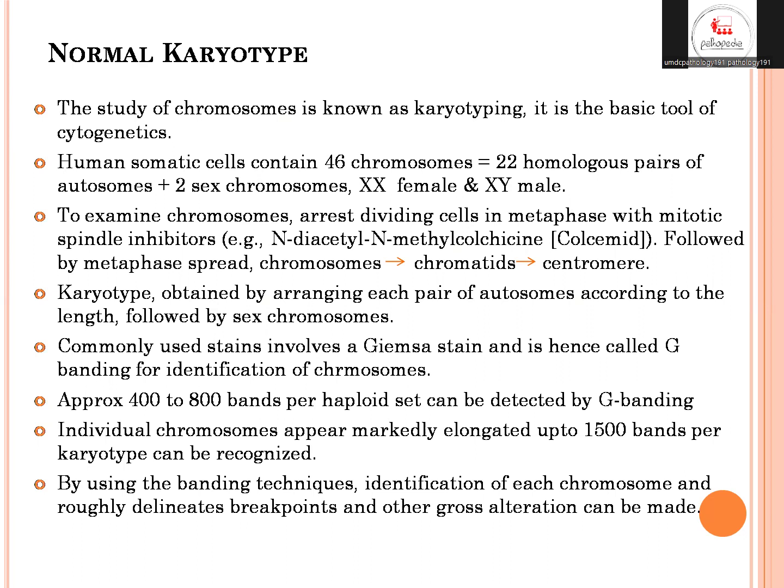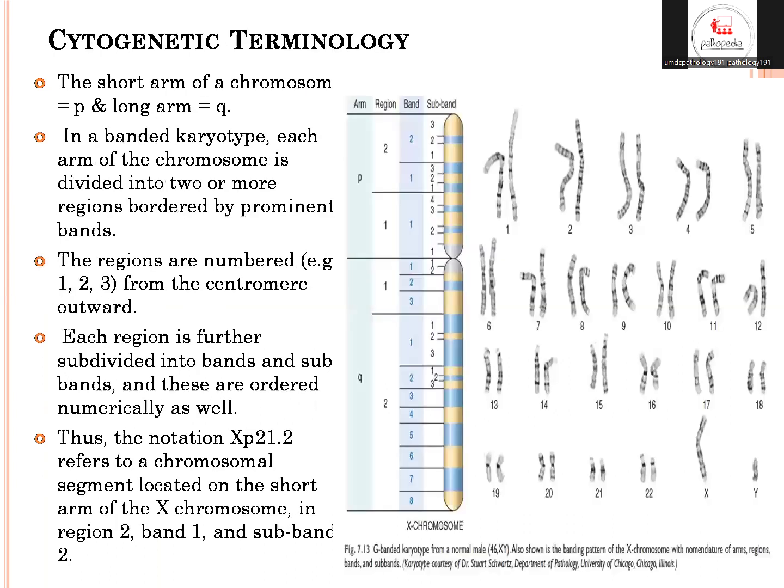The commonly used stain involves Giemsa stain, and it is called G banding, for identification of chromosomes. Approximately 400 to 800 bands per haploid set can be detected by G banding. When individual chromosomes appear markedly elongated, up to 1500 bands per karyotype can be recognized, and by using the banding techniques, identification of each chromosome and rough deletion breakpoints and other gross operation can be made.